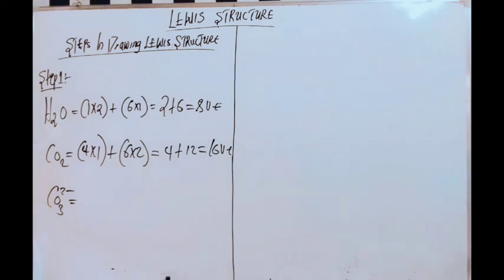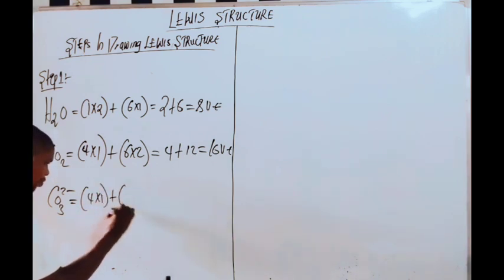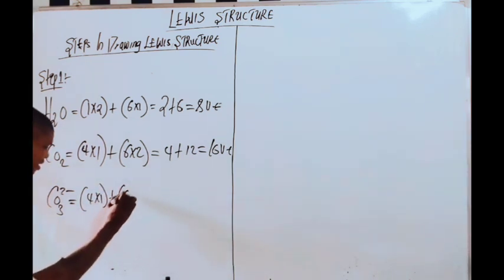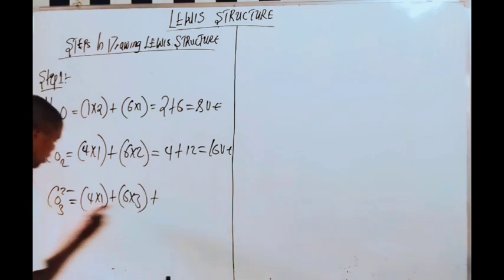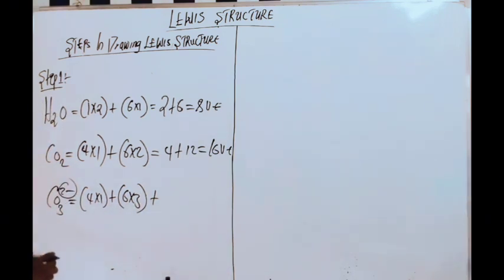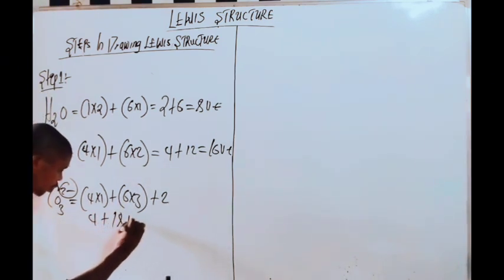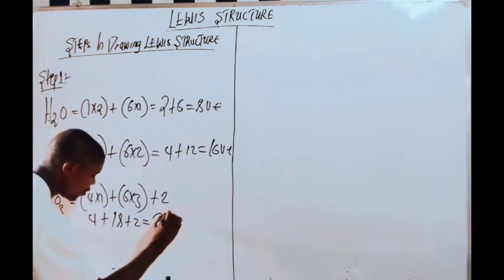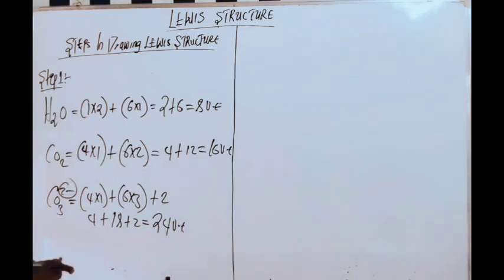Now let's do this one here. We have 2 minus, right? So it would be 4 times 1, plus 6 times 3, plus, now remember, this one is the total charge, so you add it, plus 2. So it will be 4 plus 6 times 3, which is 18, plus 2, which gives 24 valence electrons. Do you understand? So you can see how easy it is to calculate valence electrons.